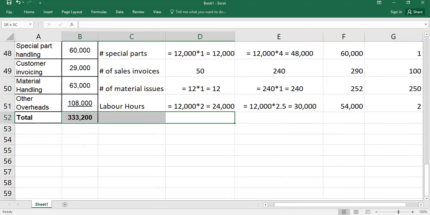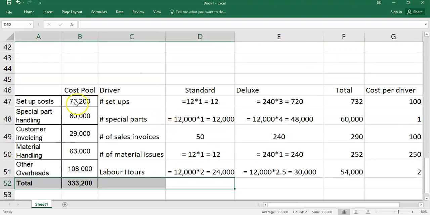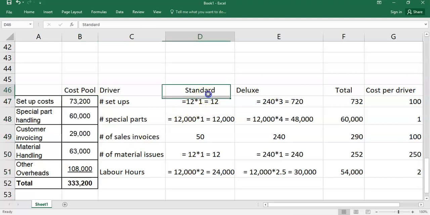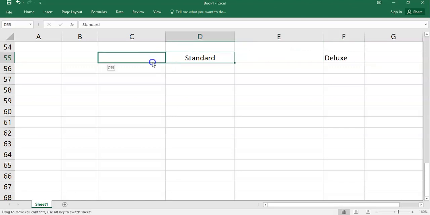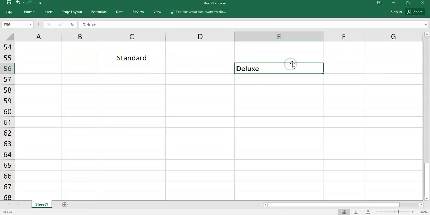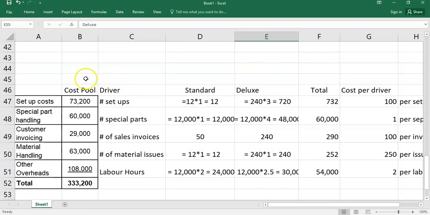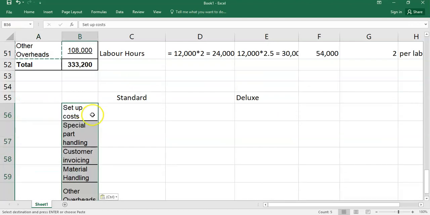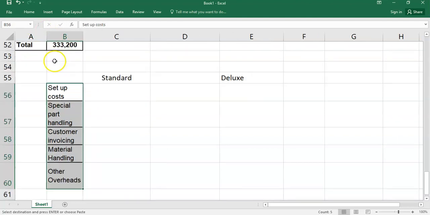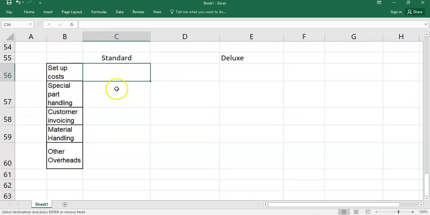Your next step then is to say, well, if we have that, we need to allocate these costs to standard and deluxe. We can't allocate on a per unit basis straight away. We go on total basis first. So if we come down here, we're going to do standard and we're going to do deluxe. So let's put this one here. And what we're going to do then is take each one. Take all the overheads, setup costs, special ordering, etc. And we're going to allocate out the costs.